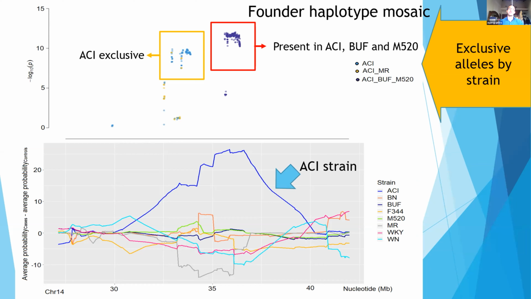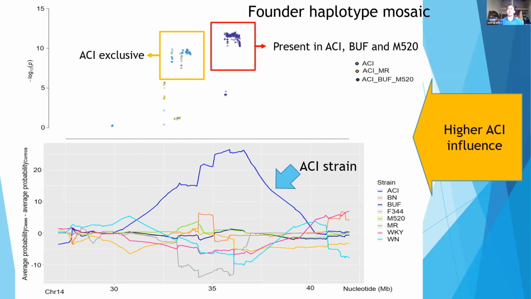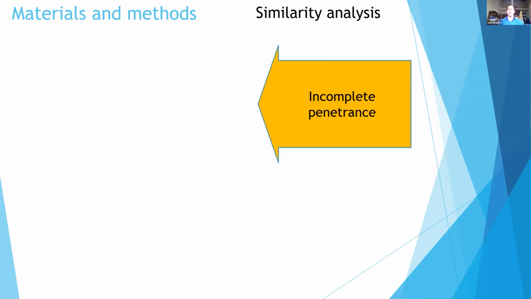However, when we couple this information with the prediction of haplotypic mosaic for the ACI, we are able to determine that even when those alleles are not ACI exclusive, they are more frequently inherited from this specific strain for cases. So we are able to conclude that for this specific region, the most significantly associated region, there is a higher influence of the ACI strain when we are talking about cases.